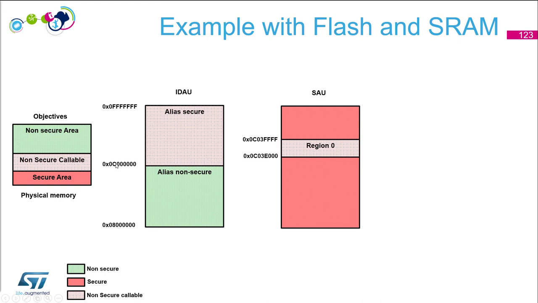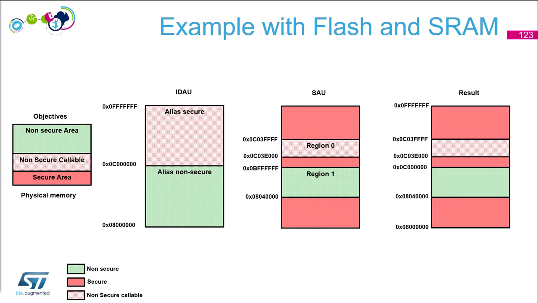So that means the region between C and C3E is secure. This one will be kept secure. And now, through the non-secure alias, we will just say this region is not secure. And the result of this configuration, IDAU plus SAU, is this one. So regarding the non-secure alias, this part is protected or secure. This one is non-secure. Here it's secure, non-secure callable, and then it was secure. But it was our objective, a secure area.